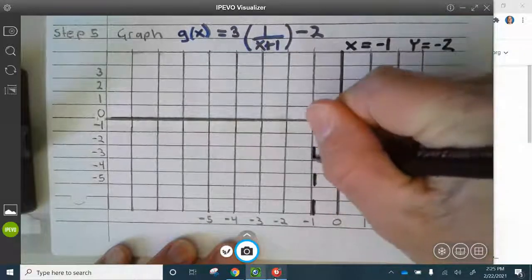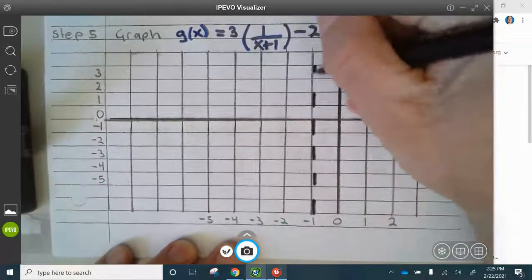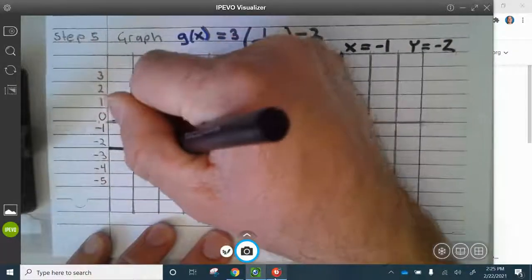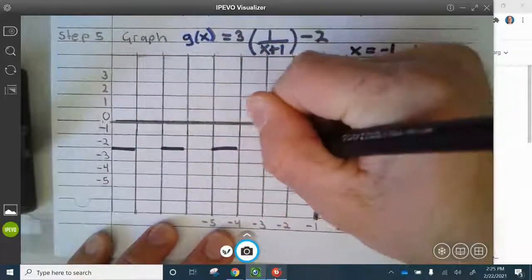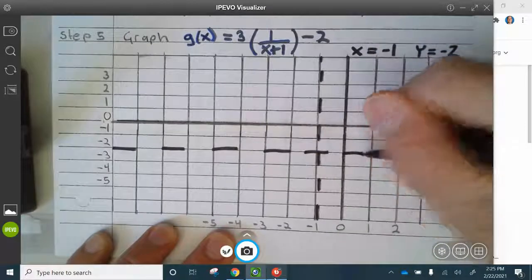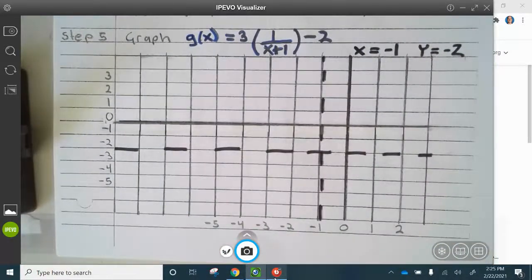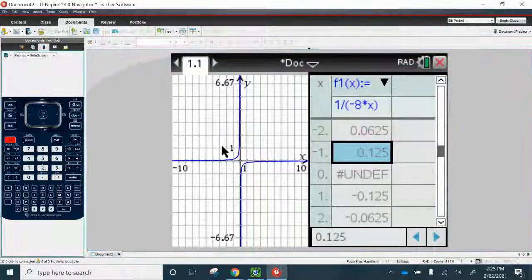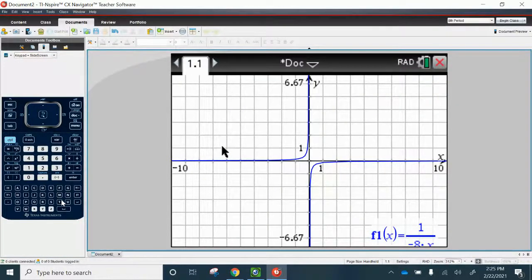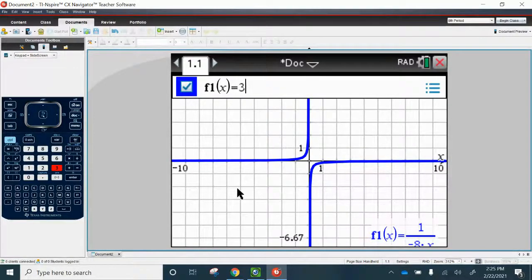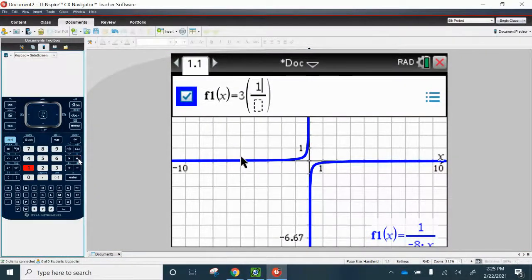Okay, now let's graph this and points Control T. Okay, tab, delete this, 3, parentheses, Control divide 1 divided by x plus 1 minus 2. Now, again, it looks like we don't have an exact point, so we're going to have to get the approximate value. So Control T. We want to find the vertical asymptote. There it is right here.